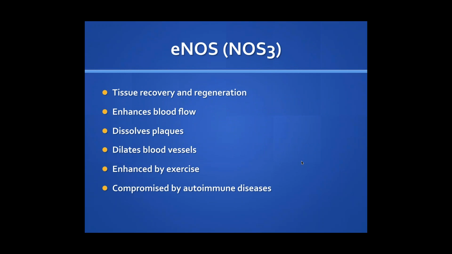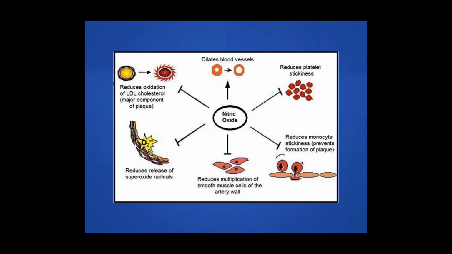The eNOS, again, is involved in tissue recovery and regeneration. It enhances blood flow, it dissolves plaques, it dilates blood vessels, it's enhanced by exercise, and it's compromised by autoimmune diseases. So again, just to reiterate, we're looking at the dilation of blood vessels. If blood vessels are constricted, then we're looking at high blood pressure. It reduces platelet stickiness. Again, with platelet stickiness, we're looking at thick blood and high blood pressure. It reduces monocyte stickiness, reduces multiplication of smooth muscle cells of the artery wall, and reduces the release of superoxide radicals.